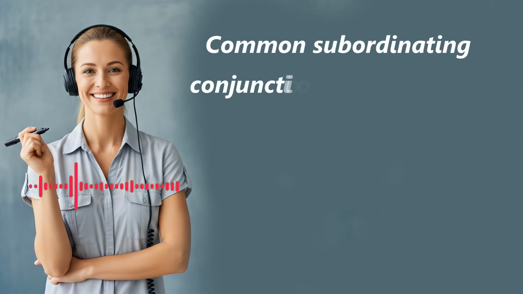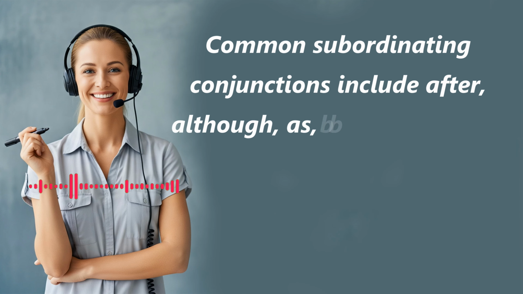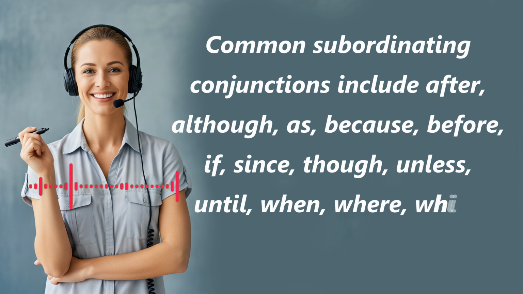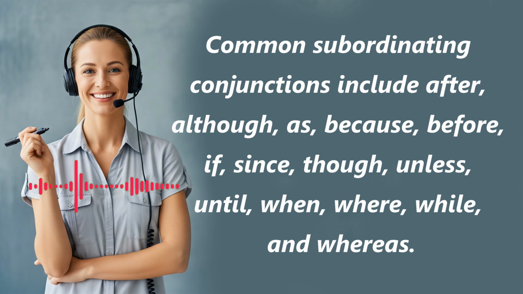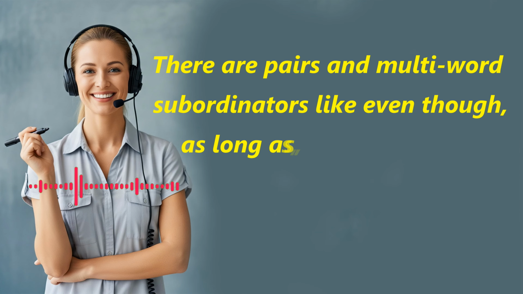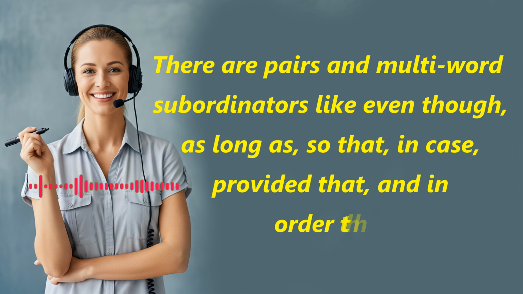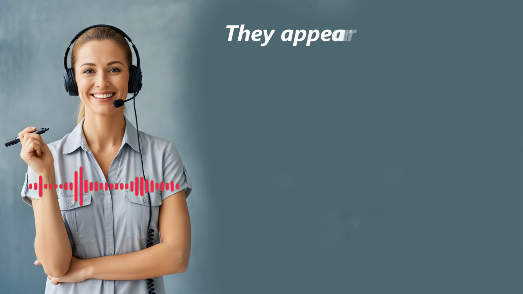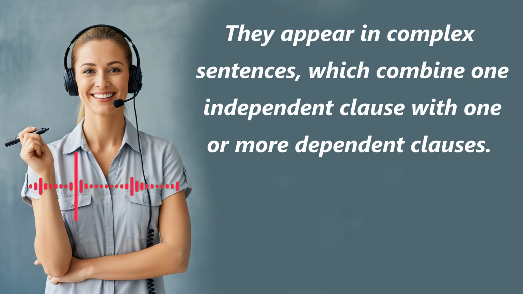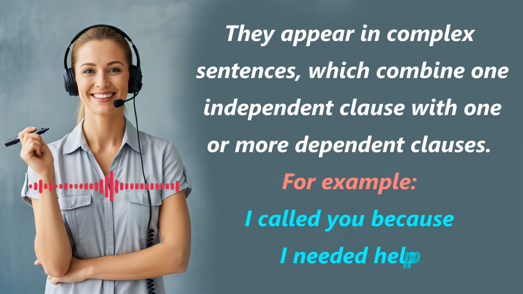Common subordinating conjunctions include after, although, as, because, before, if, since, though, unless, until, when, where, while, and whereas. There are pairs and multi-word subordinators like even though, as long as, so that, in case, provided that, and in order that. They appear in complex sentences, which combine one independent clause with one or more dependent clauses.